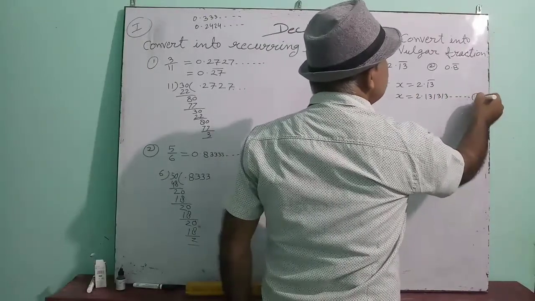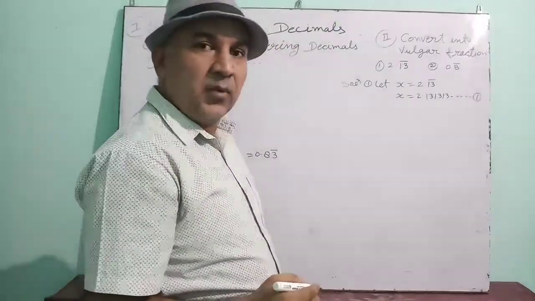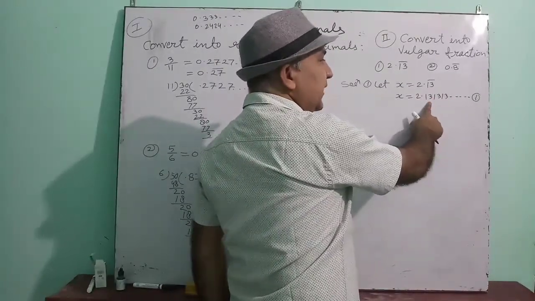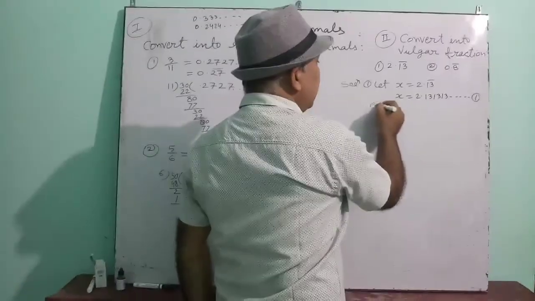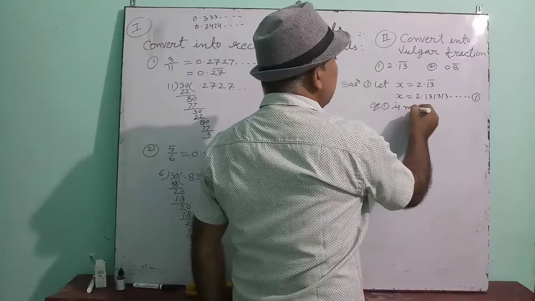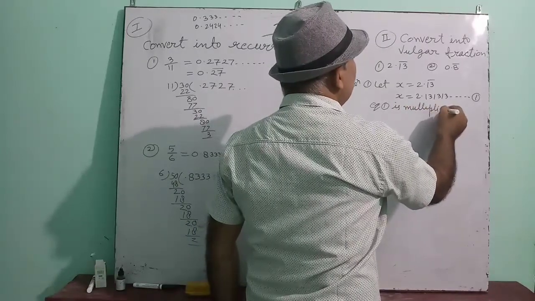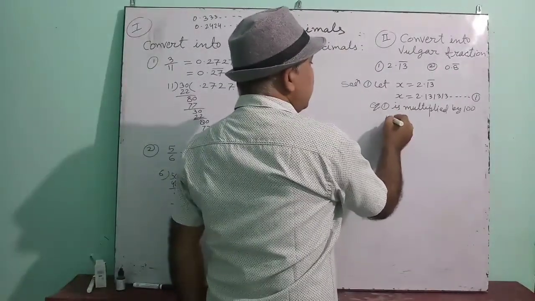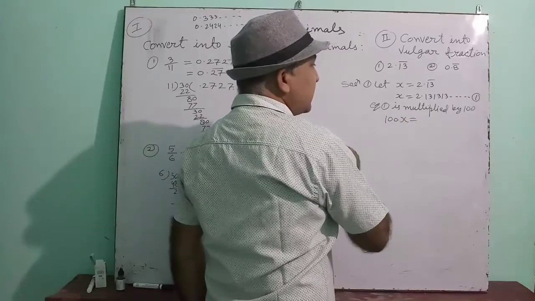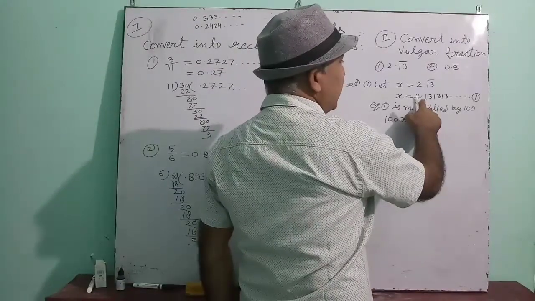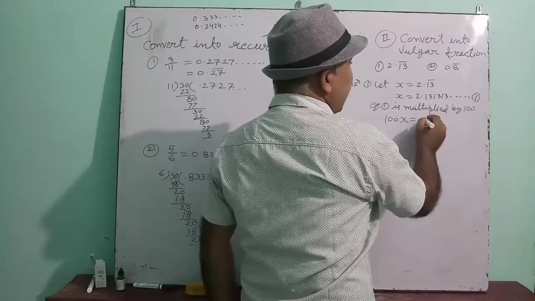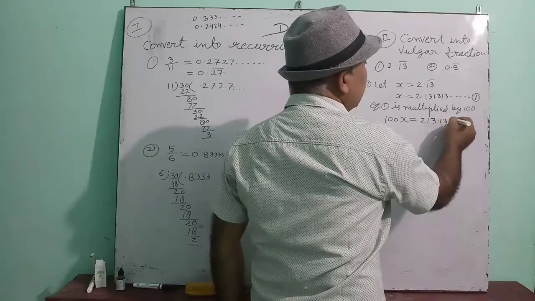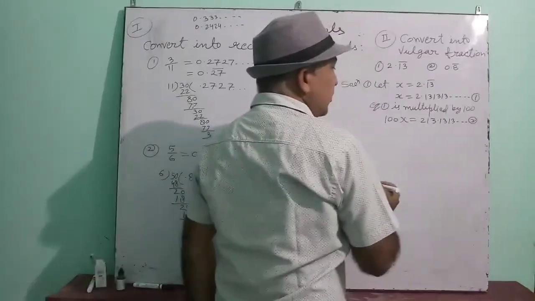2.1313 and so on. Suppose this is equation 1. Okay. Now check how many digits are repeating. 2 digits are repeating, so multiply by 100. Equation 1 is multiplied by 100. Now see, x multiplied by 100 will become 100x. When the right hand side is multiplied by 100, the decimal will shift 2 digits to the right. It will become 213.1313. This is equation 2.